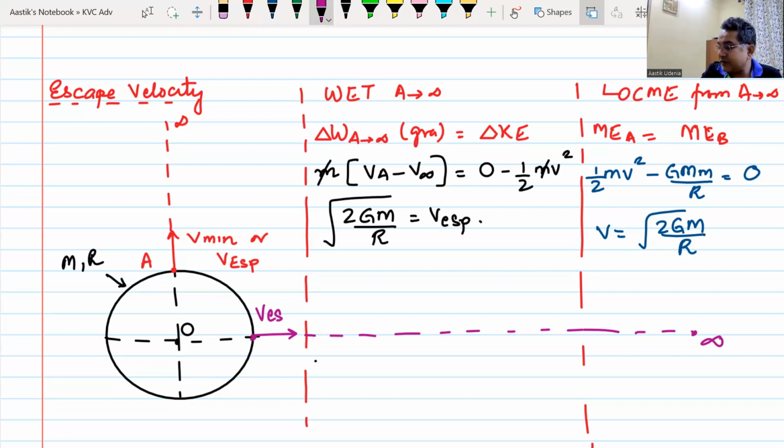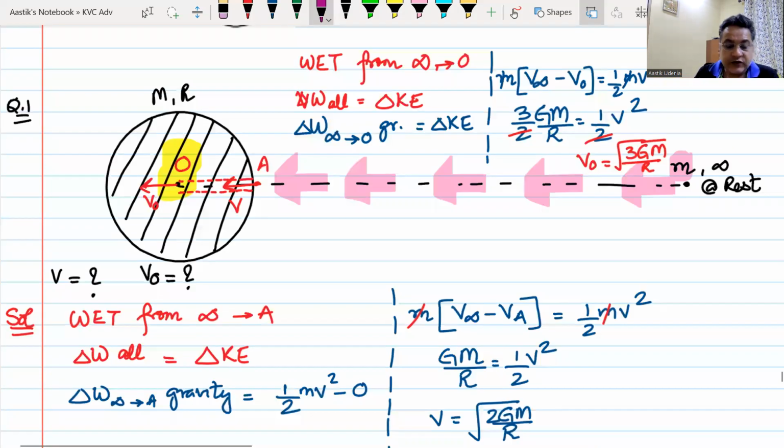Did it remind you of something that we had already done? We had already done a question in the last class where, instead of asking how much velocity I should give here, I put the question in a different way. An object is at infinity. With what velocity does it strike the surface of the planet? This is the brother of this question. Do we understand this?